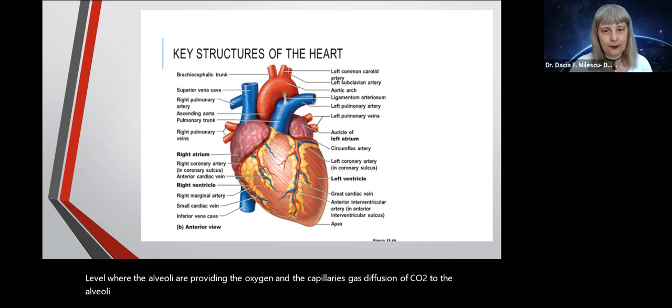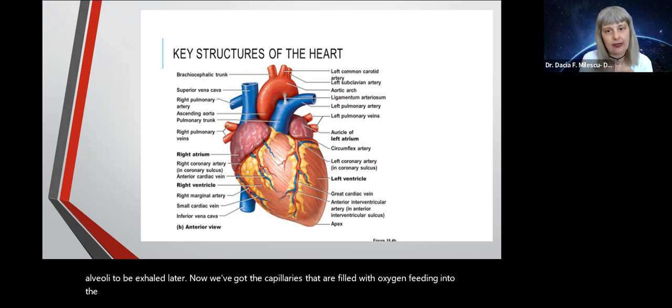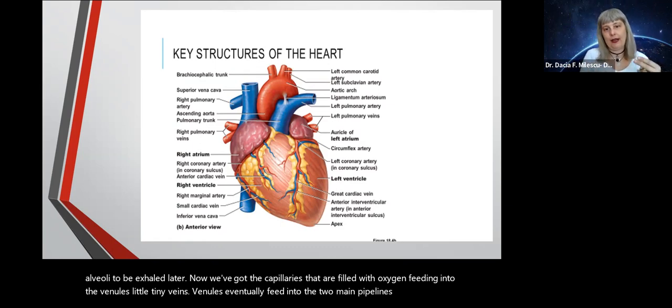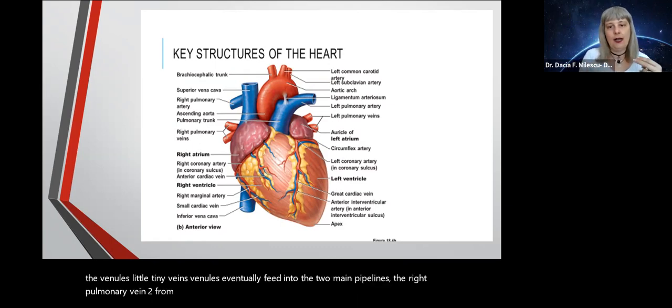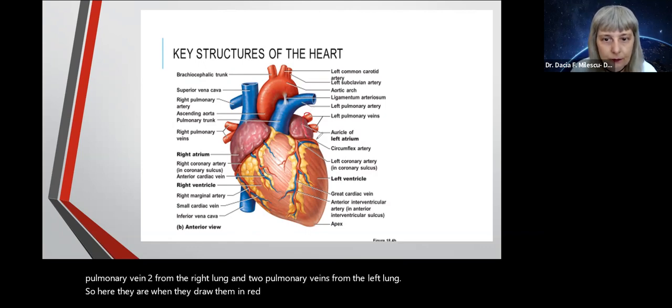to be exhaled later. Now we've got the capillaries that are filled with oxygen feeding into the venules, little tiny veins. Venules eventually feed into the two main pipelines, the right pulmonary vein, two from the right lung, and two pulmonary veins from the left lung. So here they are. I'm going to draw them in red.